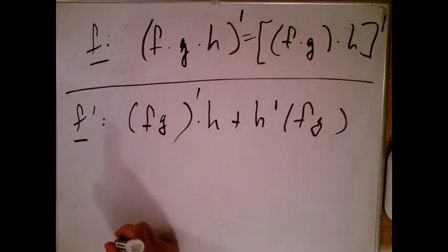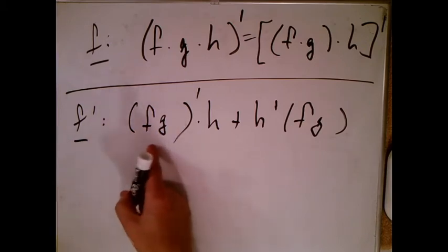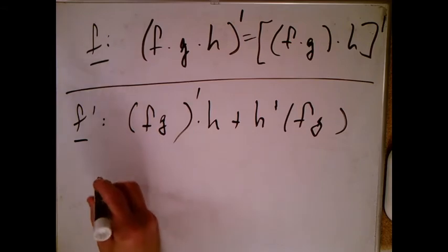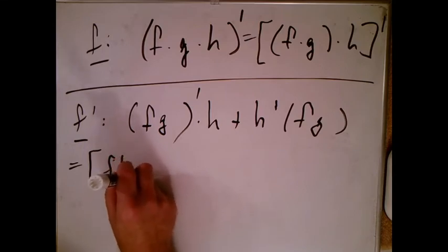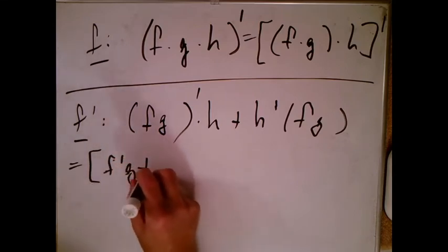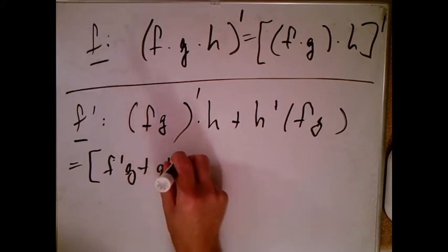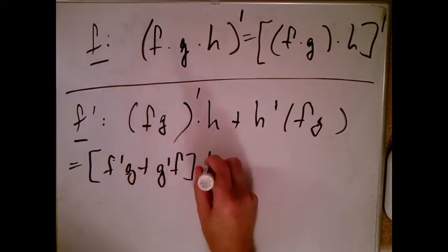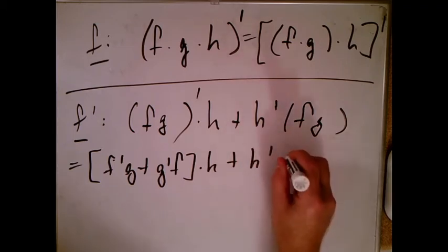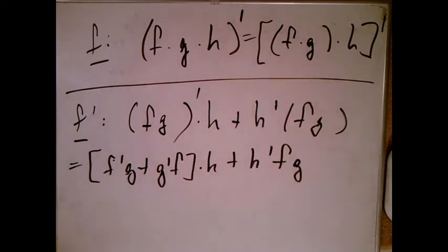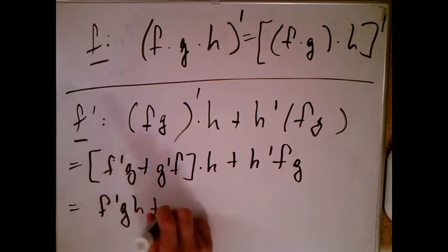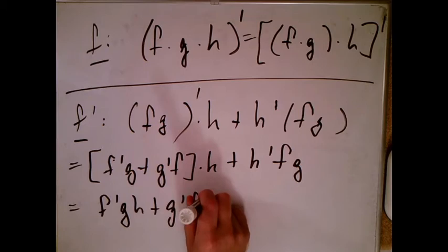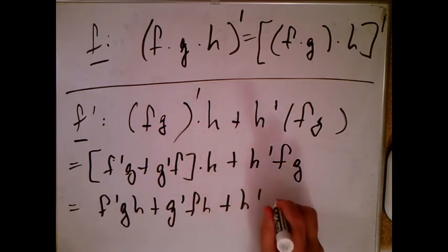I mean, that is correct, but it's not very helpful because I still have the derivative of fg, but this is now the ordinary product rule. So I'm going to write that out. This is going to be f prime g, like I say, plus g prime f, like that, all times h, plus h prime, take away the parentheses at the moment, you get something like that. Still doesn't make a whole lot of sense, but let's rewrite it. I'm going to get f prime gh plus g prime fh plus h prime fg.